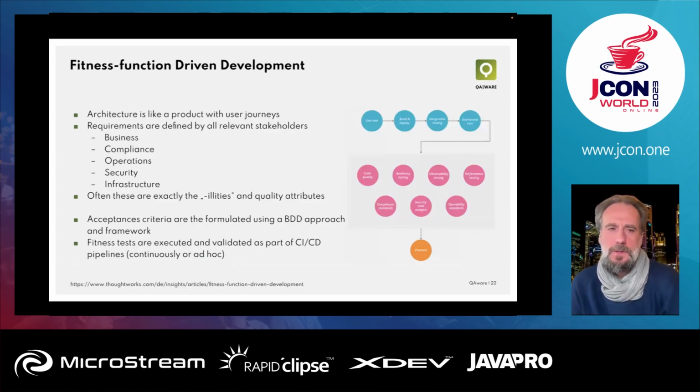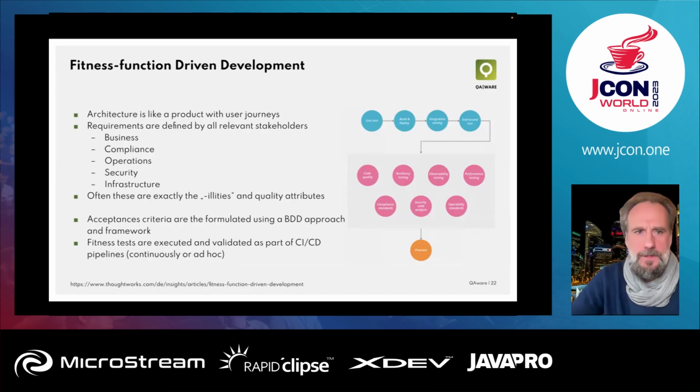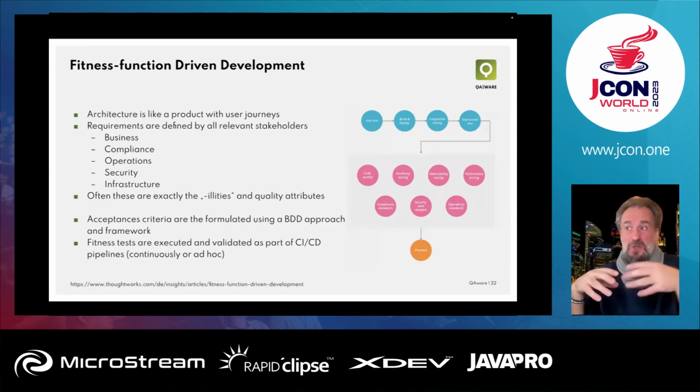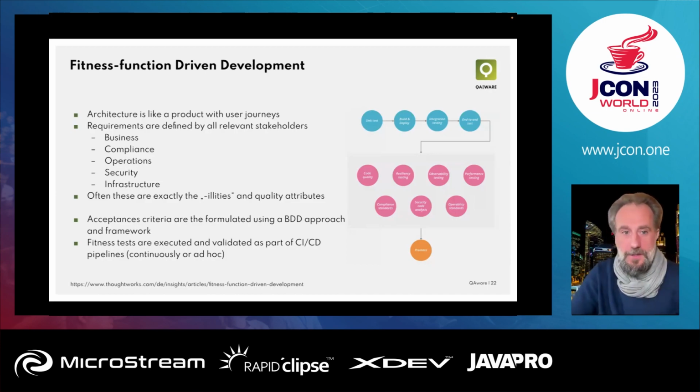This leads us to a new way of doing fitness function-driven development. Think of architecture as a product with user journeys. At the beginning, you should collect all those requirements from the business, compliance, operations, security, and infrastructure stakeholders. This is what you should have done anyway. These are usually those entities and quality attributes.